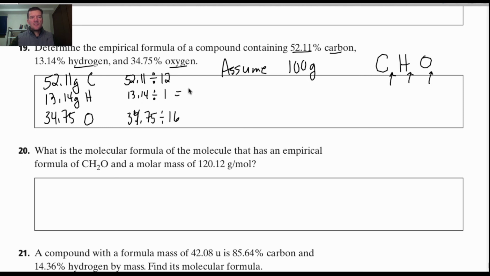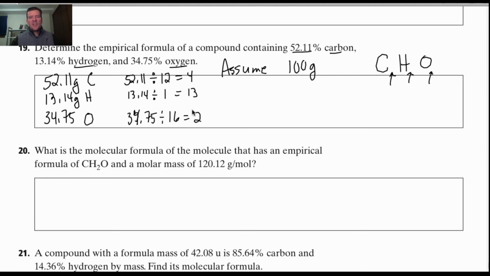Obviously, this is going to be around 13. This is going to be 34 divided by 16. That's around 2 point something. And 52 divided by 12, that's around 4 point something. Okay, so 4 times 12 is 48, right? So this is close to 4.